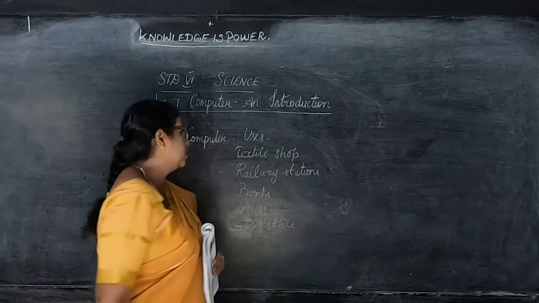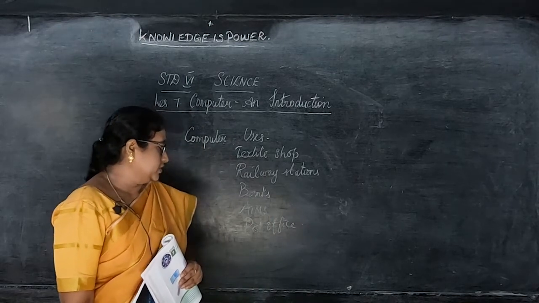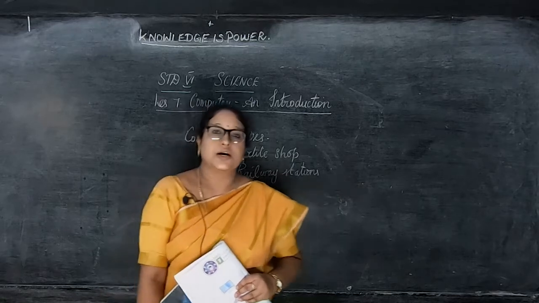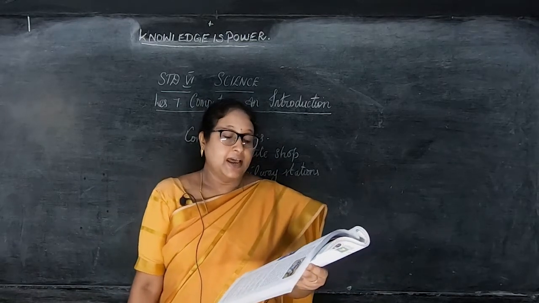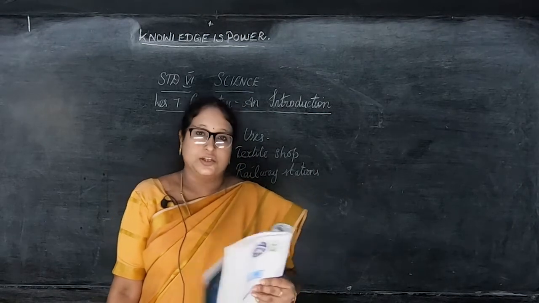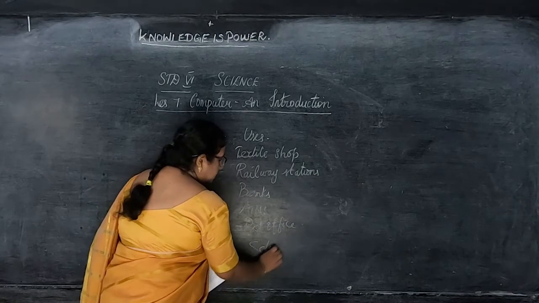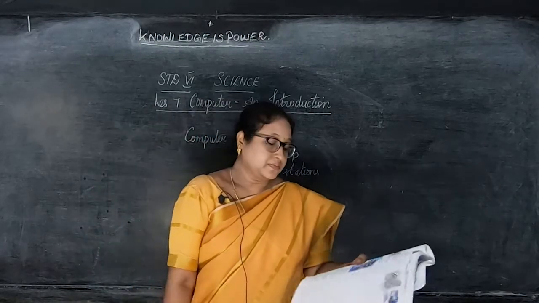Okay children, so where all can we see computers being used? In textile shops, railway stations, banks, ATMs and post offices. Even in these places computers are used. Now Nancy said, "Hey, I had seen it in my school also." So not only in these places, they are used even in schools.